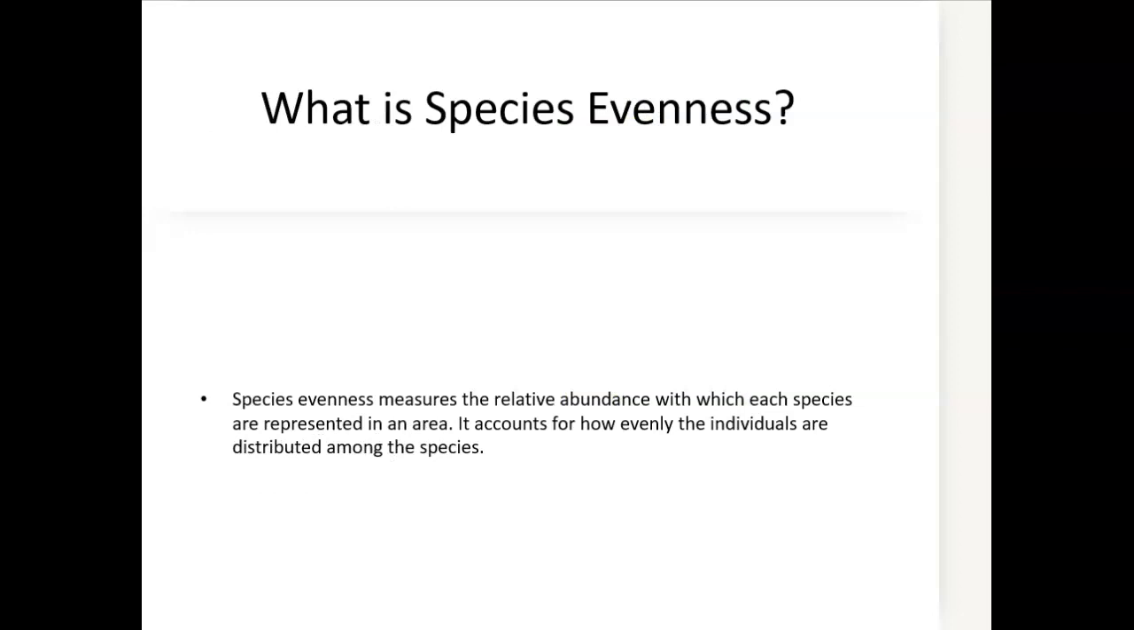Species evenness. Species evenness measures the relative abundance of each species that is represented in an area. It accounts for how evenly the individuals are distributed among species. So, for example, you could go outside and count how many people are outside, how many dogs are outside, how many various bird species are outside, and how many of each one of those species. So we're comparing the number of each one of those species to each other. And that is species evenness.